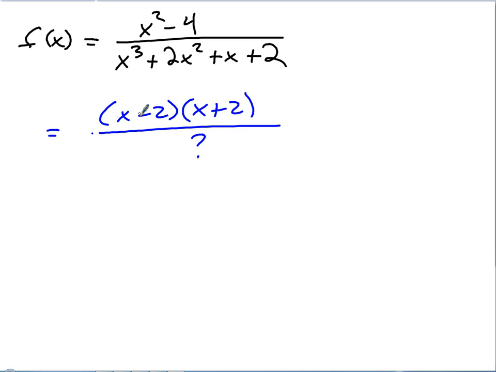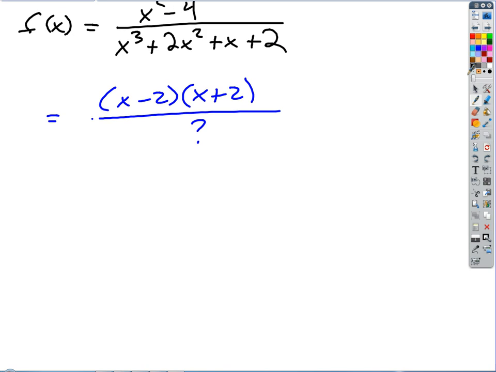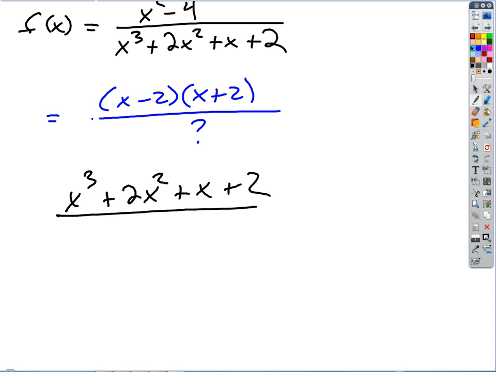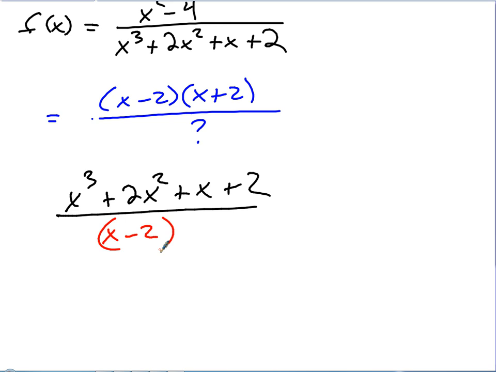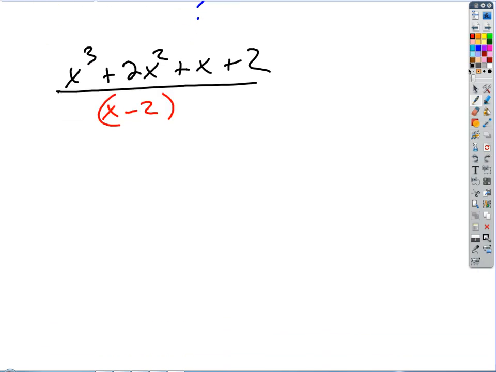That's a lot of talk. Let's just do this, and I think it'll make sense. So let's divide the bottom then, synthetically. Let's divide that by one of these two things. And let's do this problem. Let's do x cubed plus 2x squared plus x plus 2 divided by, how about if we try x minus 2 first? How do I do that synthetically? I'll start you off. There's our bracket.